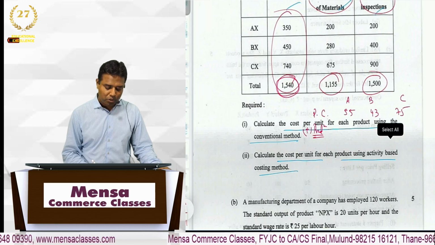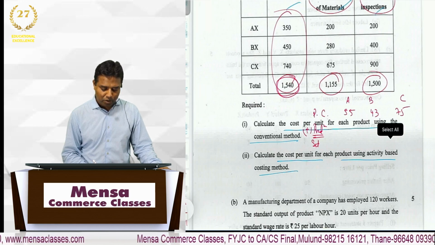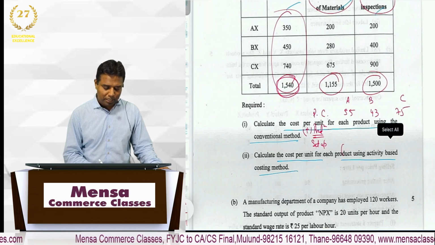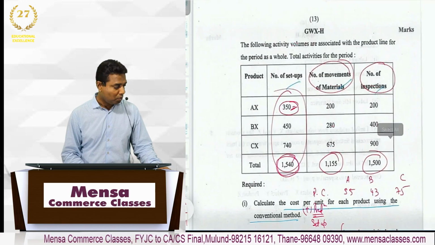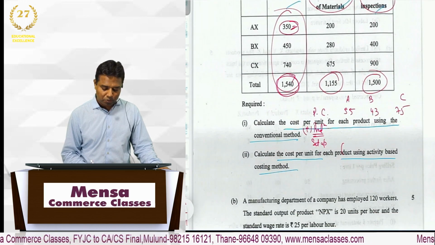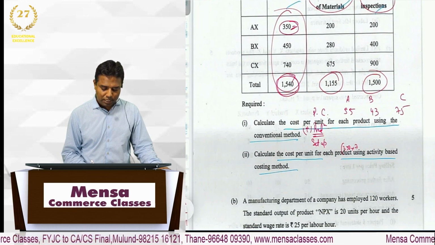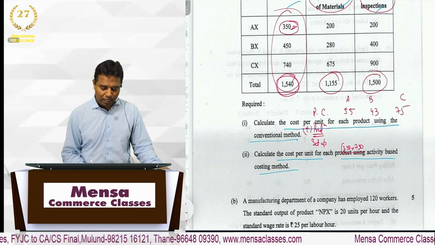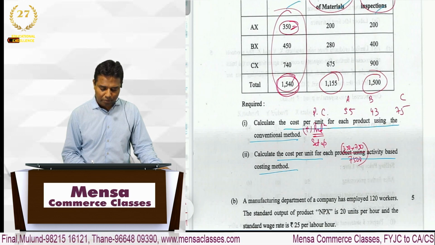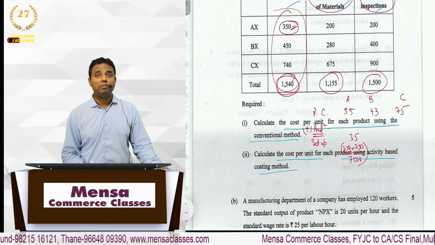So in production overheads, the first is setup cost. So what do you do for the setup cost? How many setups? 350 setups. What was the rate per setup? 750. So 350 into 750 divided by how many? What was the volume here? The volume was 7,500. So per unit will come to 35 rupees.